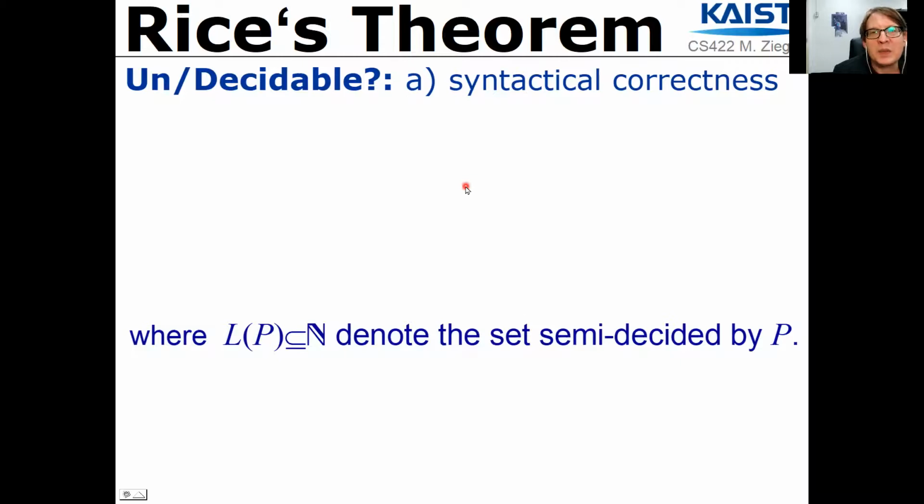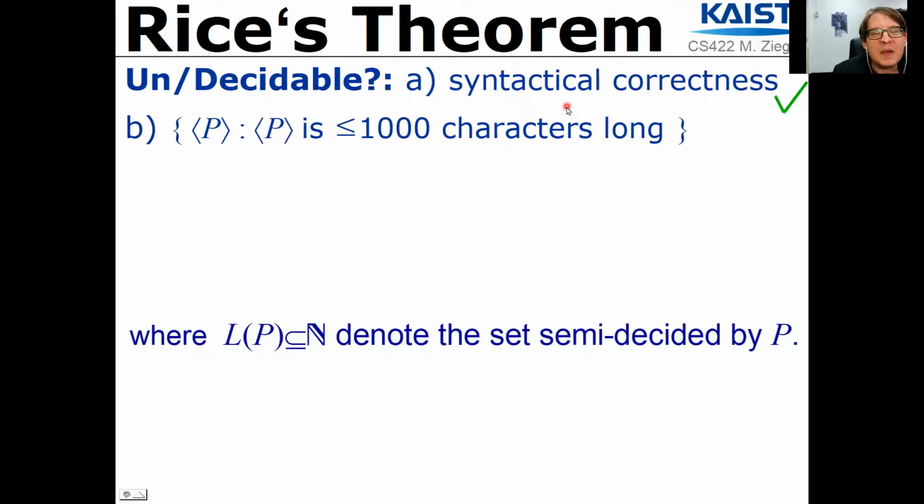And the first thing we observe is that syntactical correctness, as we said repeatedly, is a decidable property of programs, right? So that property is a decidable one. Another property is whether the program's encoding is, let's say, at most 10,000 characters long in ASCII code or in binary, doesn't really matter. Again, this is decidable. Just look at the code of the program, how long it is.